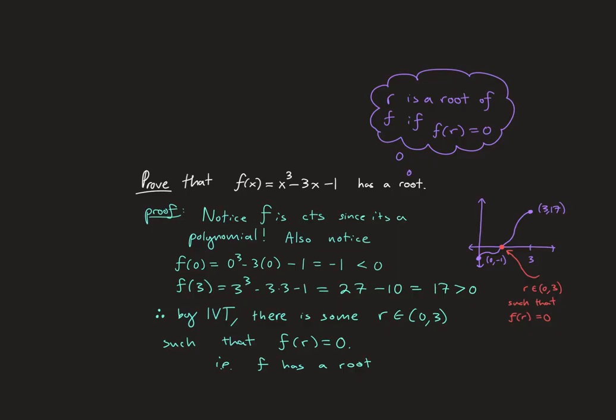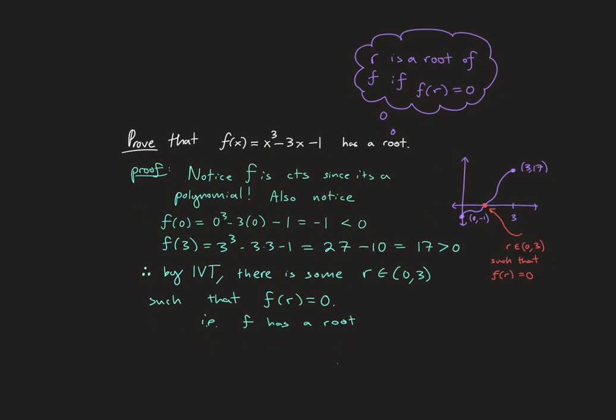And that's all that we were asked to prove. We were simply asked, does this polynomial have a root? Is there a root somewhere? We said yes. Not only do we know it has a root, we know that root lives in between 0 and 3. But that is our proof. Finish your proof like a mathematician and move on. So that was our first application of the intermediate value theorem.